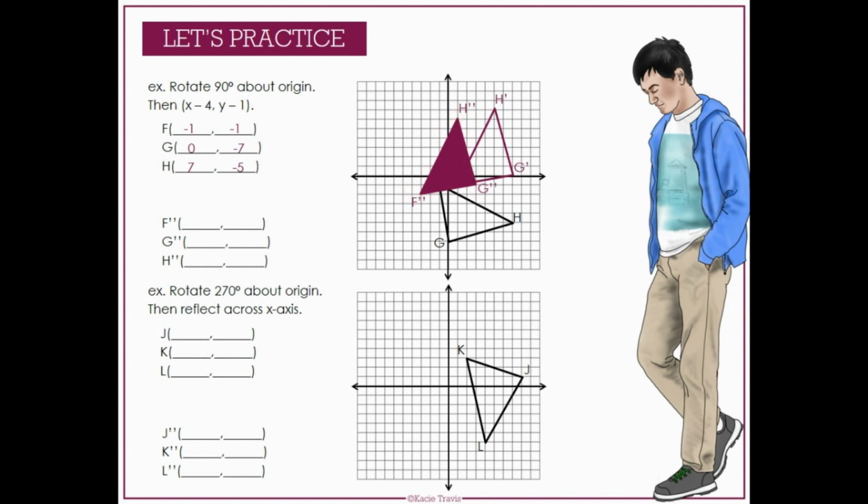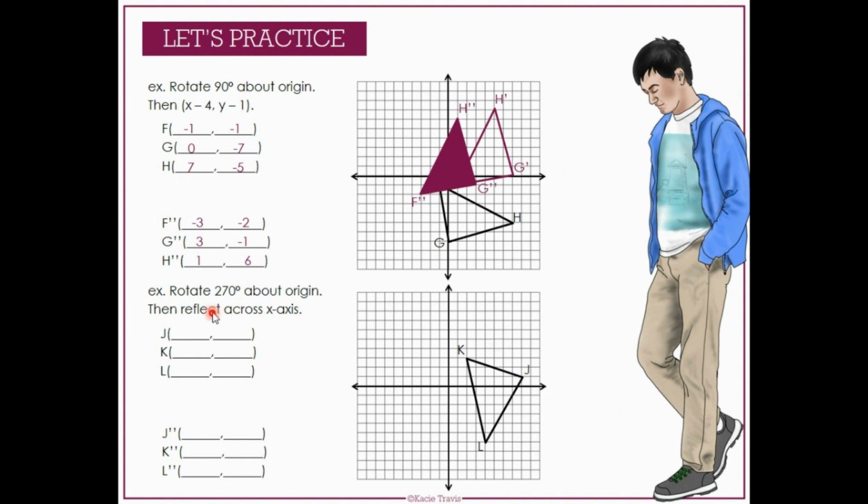So noting the points for it, our F double prime is -3, -2. G double prime is 3, -1. And H double prime is 1, 6. So make sure that you go through this one thing at a time.